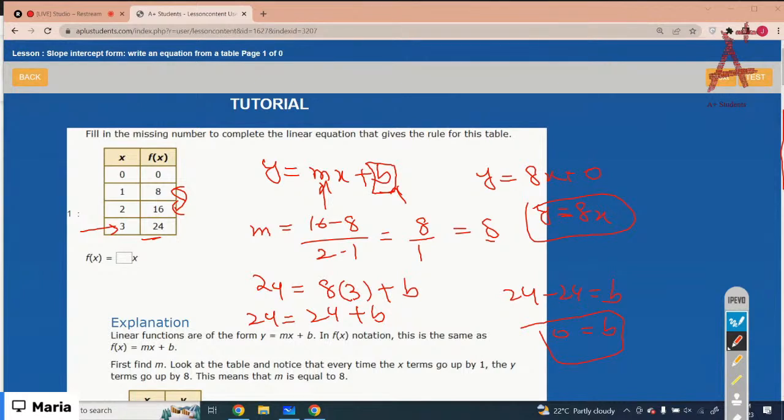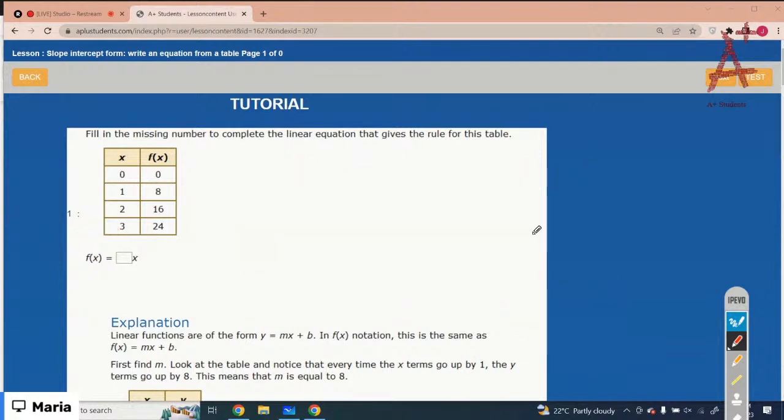If you are given a table of x and y values, use the table. Use any 2 points to find the slope. Then use another point to find the y-intercept. Got it? Let's just do another example.